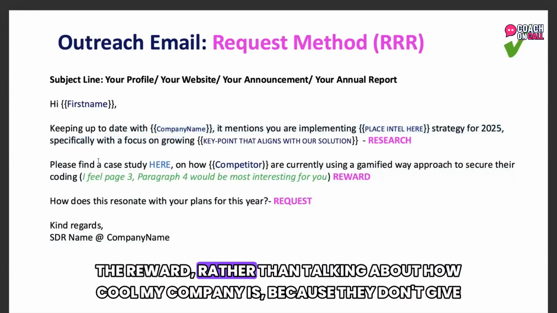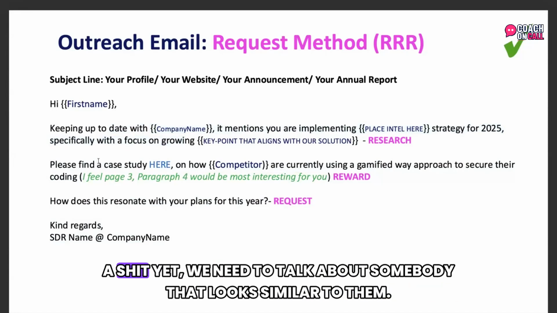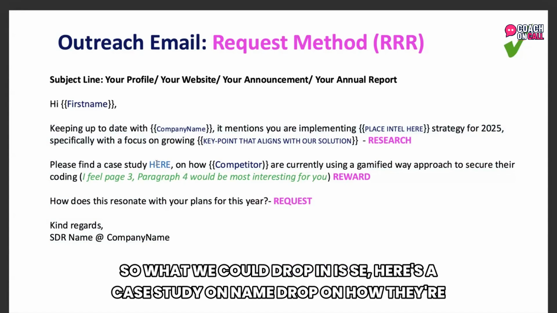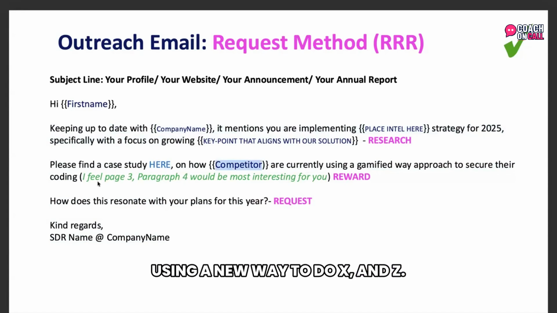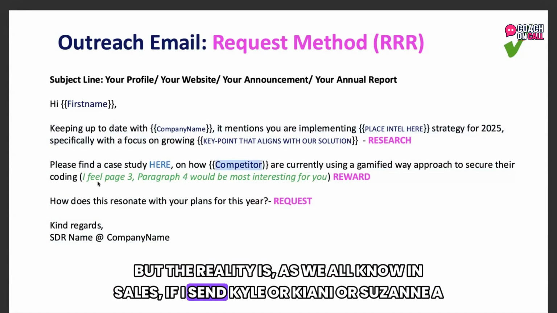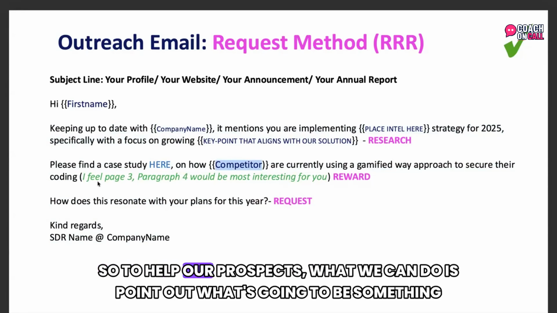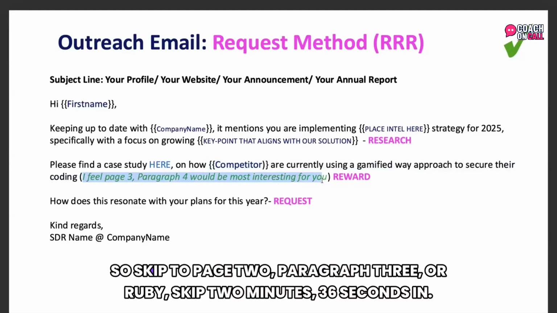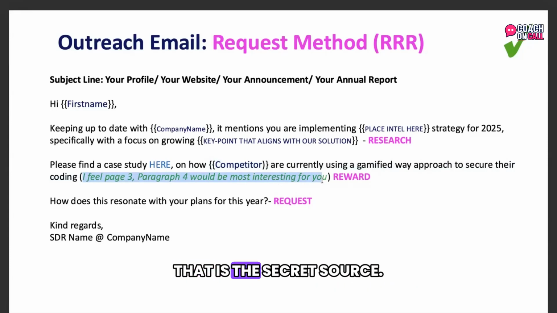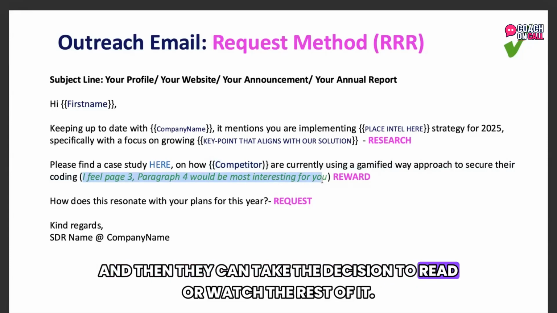The reward: rather than talking about how cool my company is because they don't care yet, we need to talk about somebody that looks similar to them. So what we could drop in is, here's a case study on a name drop on how they're using a new way to do X, Y, and Z. But the reality is, if I sent someone a 5-page PDF or a 15-minute video, the likelihood of them watching or reading that is very slim. So to help our prospect, we can point out what's worth their time: skip to page 2, paragraph 3, or skip 2 minutes, 36 seconds in. That is the secret sauce. And then they can take the decision to read or watch the rest of it.